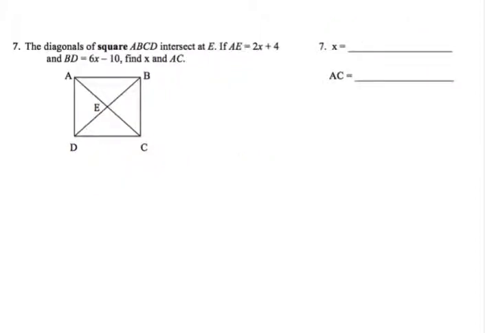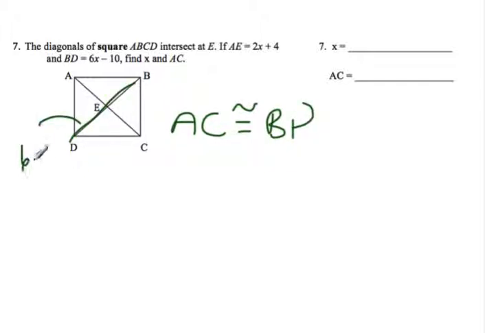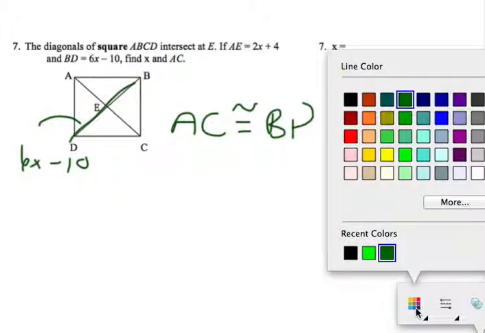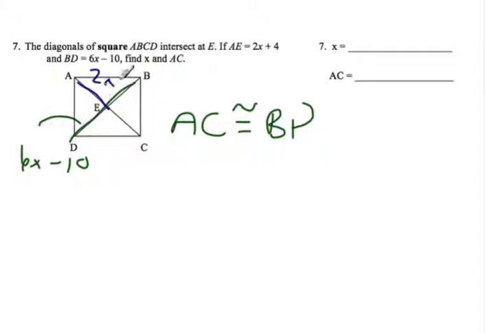Let's go ahead and take a look at number 7. The diagonals of a square ABCD intersect at E. If AE is equal to 2x plus 4 and BD is equal to 6x minus 10, find the length of AC. Well, first thing I know is that AC is going to be congruent to BD. So this entire length of BD is going to be 6x minus 10. Okay, so we're starting there. And then just AE is 2x plus 4.